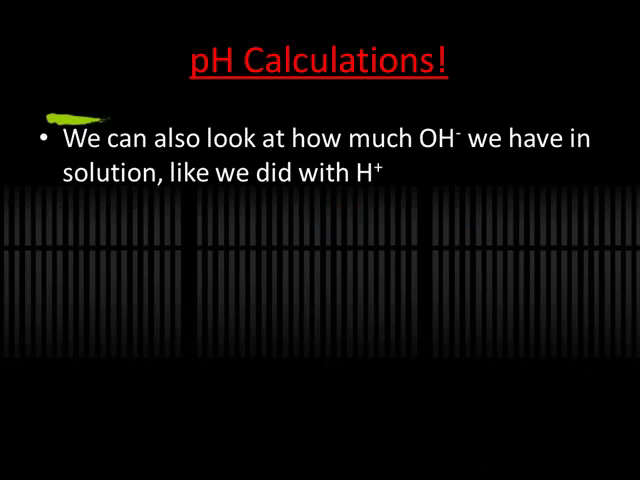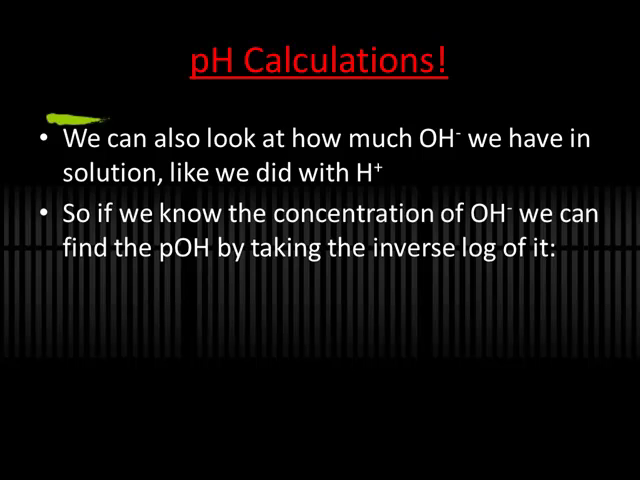We can also look at the OH minus we have in the solution, like we did with H plus. So, the last of our four pH calculations. If we know the concentration of OH minus, we can find the pOH by taking the inverse log of it. Negative log of OH minus equals pOH, just like negative log of H plus equaled pH. Negative log of any concentration takes you to the P version of that. H plus to pH. OH minus to pOH.